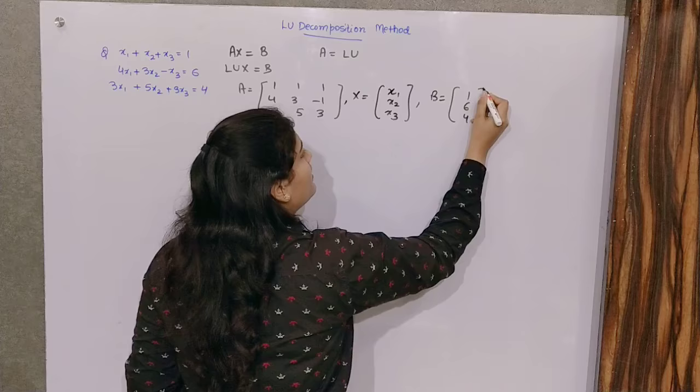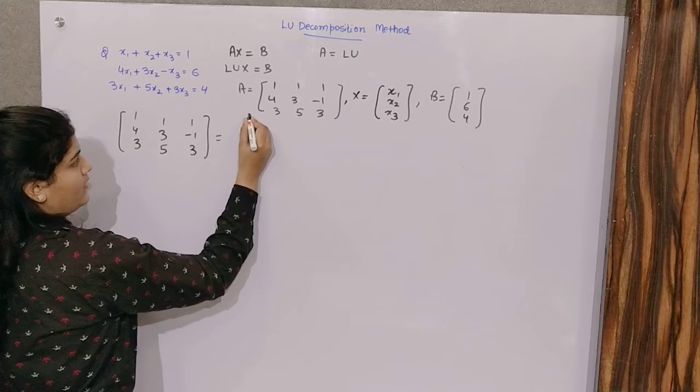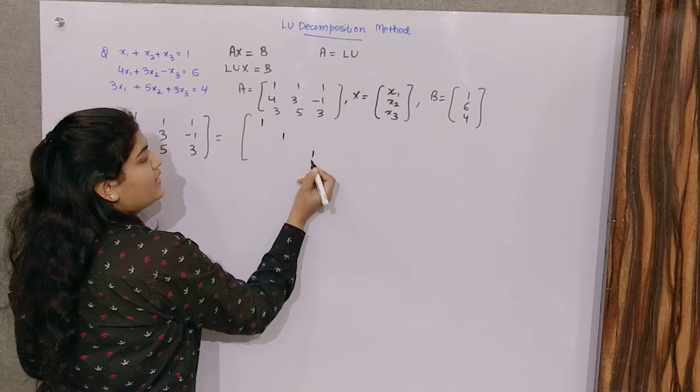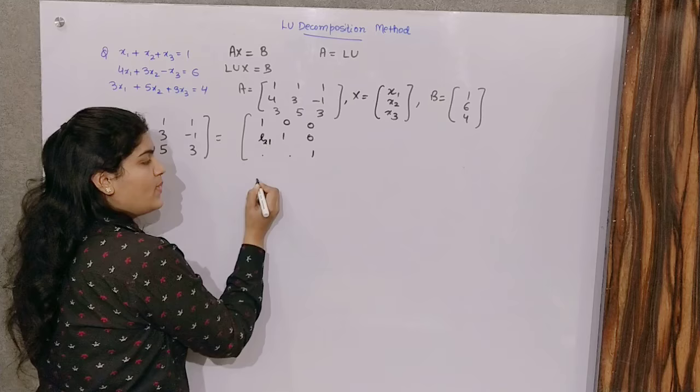So A is LU. Let me tell you what L and U are. L is the lower triangular matrix, which means the elements of the upper triangle would be 0. So the diagonal is 1, 1, 1, and these are zeros. Now these three terms you have to fill: second row, first column, L21; third row, first column, L31; and L32.